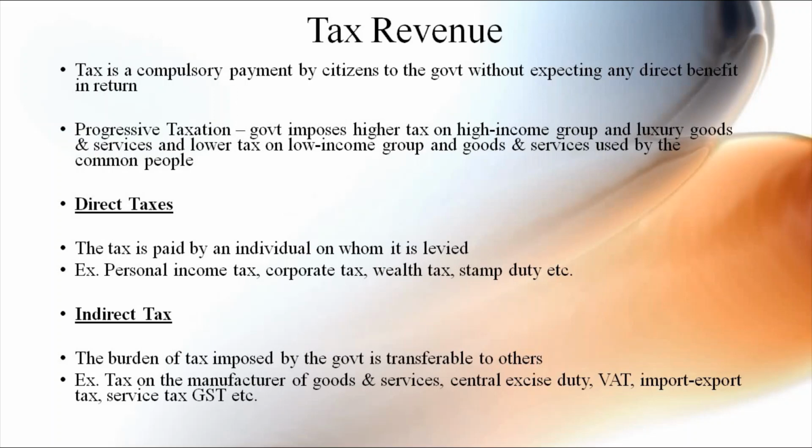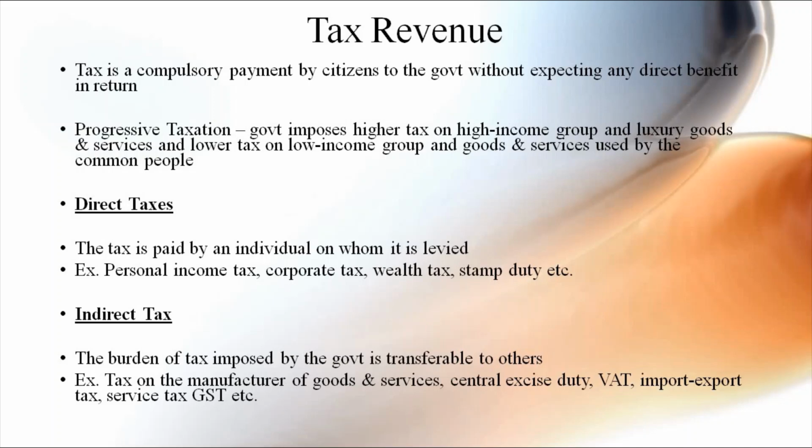Next, direct tax. Tax revenue has direct and indirect taxes. What is direct tax? The tax is paid by the individual on whom it is levied. Government levies tax on a person, he has to pay the tax. That is a direct tax. Directly they have to pay. Example, personal income tax: if your income is more, you have to pay the tax. Corporate tax, which companies have to pay. Wealth tax, on your wealth you have to pay. Stamp duty. These are all direct taxes. Those who use it, those who have it, they have to pay.